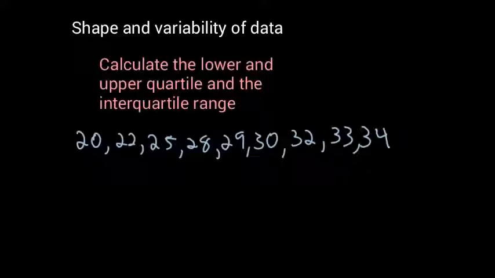Alright, we're going to do shape and variability of data. So the first thing we're doing is calculate the lower and upper quartile and the interquartile range. In order to do this, the first thing we need to do is find the median.